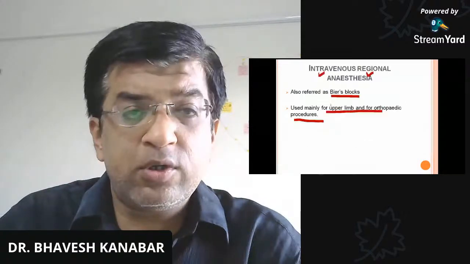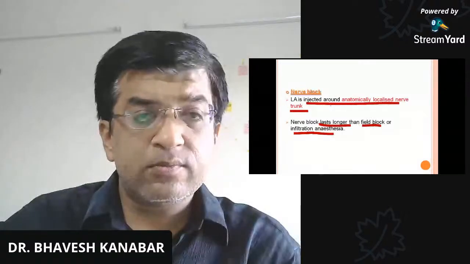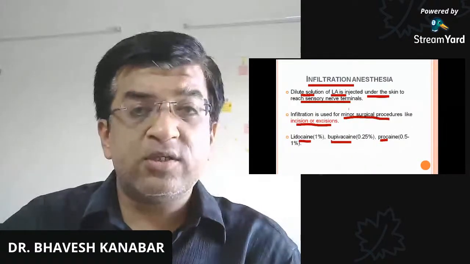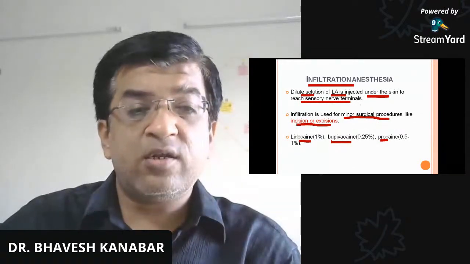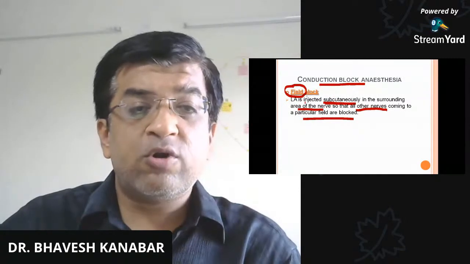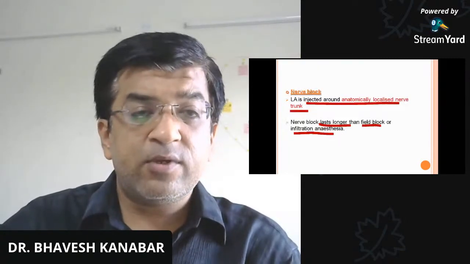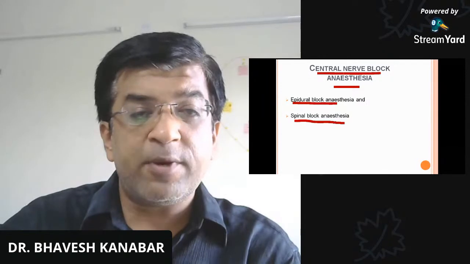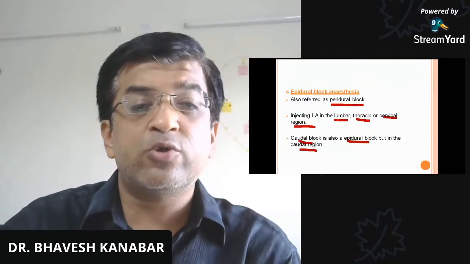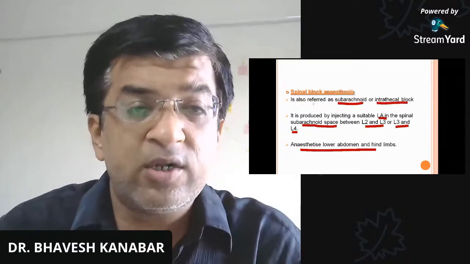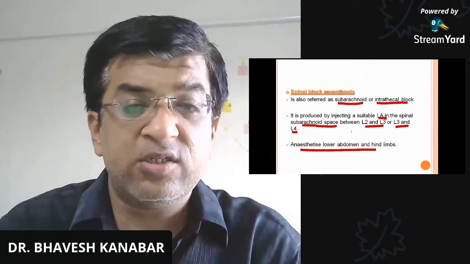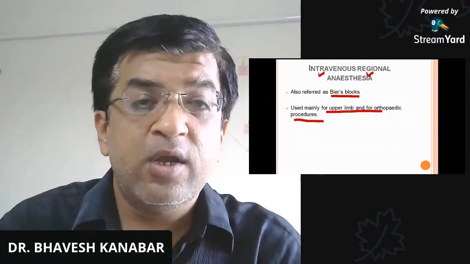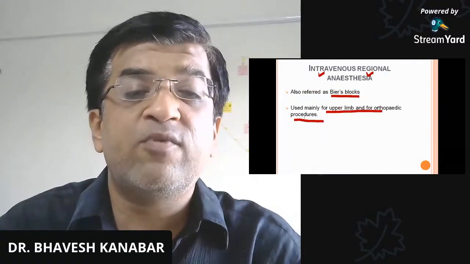Again, just to recap: topical anesthesia is for skin and mucous membrane. Infiltration anesthesia is local anesthetic injected under the skin for excision or incision. Then conduction block or field block is given subcutaneously, nerve block is around the nerve trunk, and in the central nerve there are epidural block and spinal block. Epidural block, also peridural, is in the lumbar, thoracic, or cervical region. Spinal block is in the subarachnoid or intrathecal region in the lumbar area between L2 and L3 or L3 and L4. It will anesthetize the lower abdomen and hind limbs. And intravenous regional anesthesia is for upper limb and orthopedic procedures.